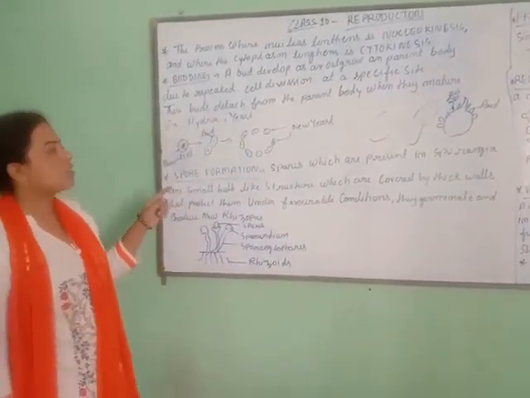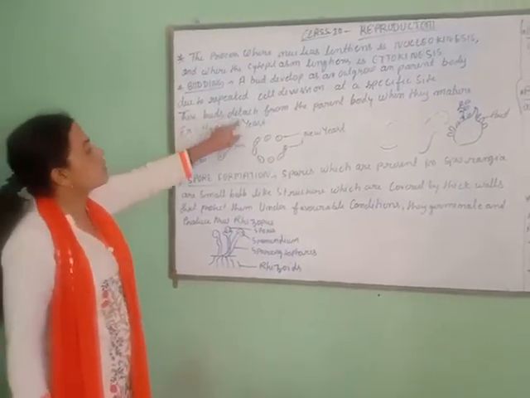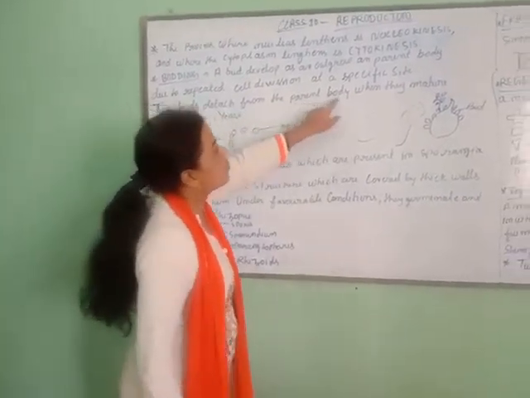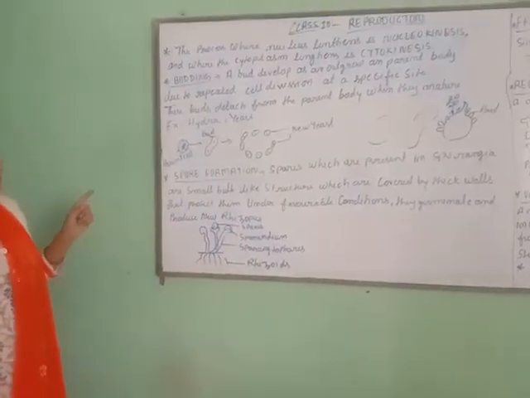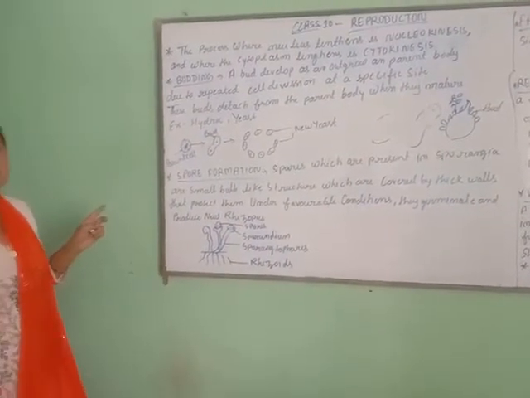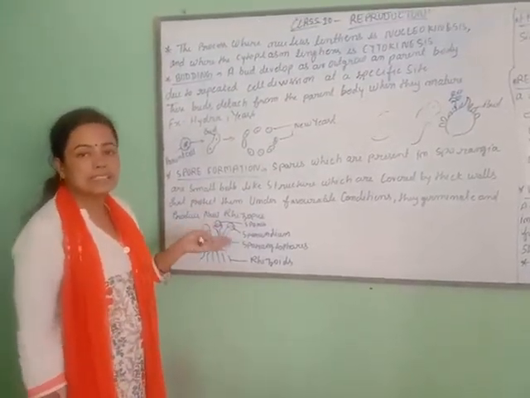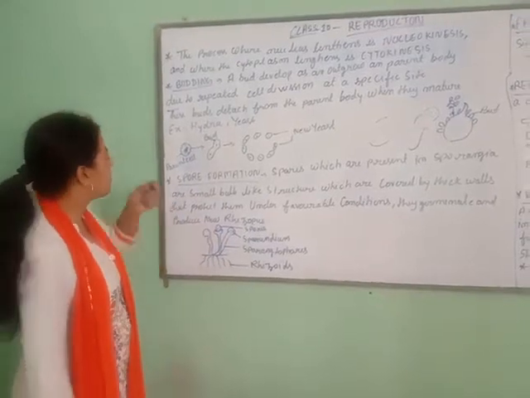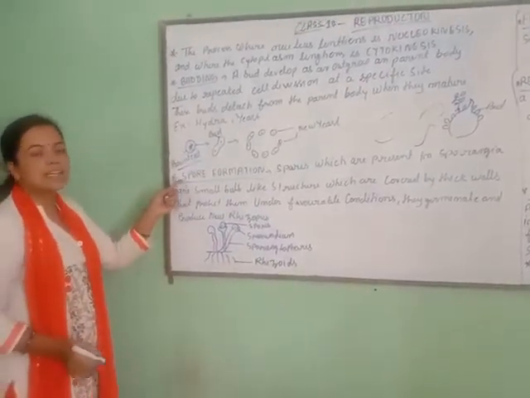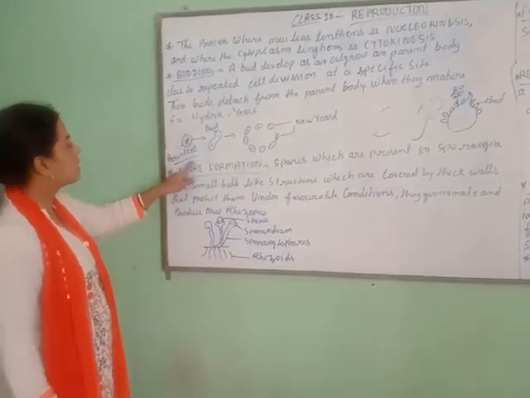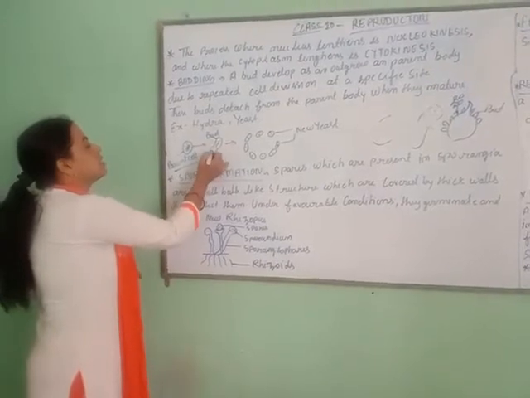This is also part of reproduction. The bud detaches from the parent body when it matures. We already talked about this. When the plant's leaf is mature, the bud grows and develops. This is the parent cell. This is an example of budding. This is the parent cell, and when it elongates, this is the bud.